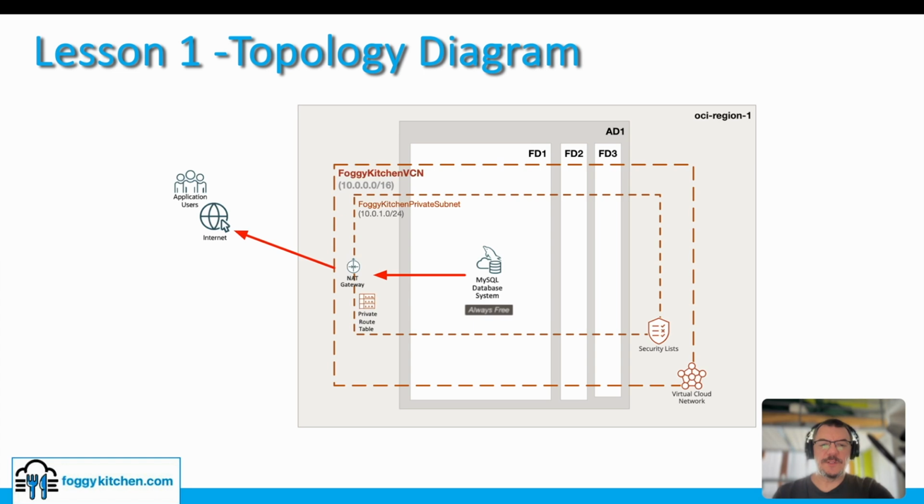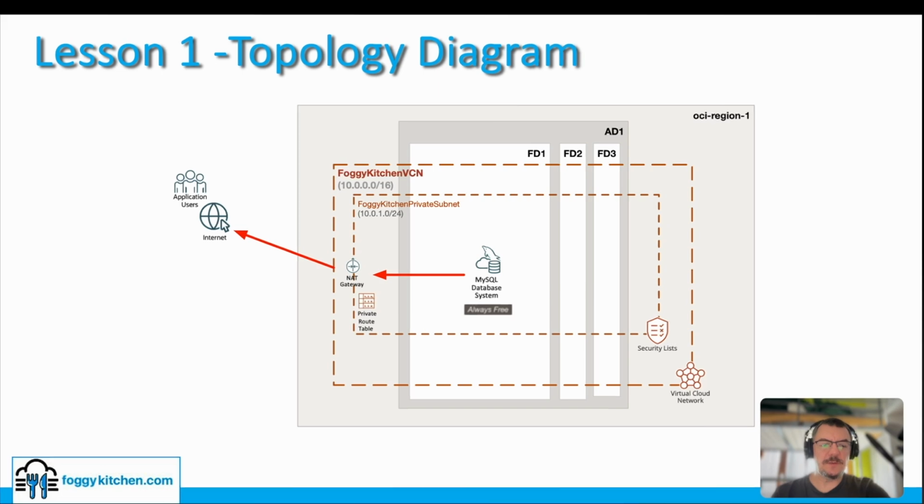Here is a topology diagram of lesson number 1. In this lesson, we will create the infrastructure in just one OCI region. In this region, we will create a VCN, and inside this VCN, we will create just one private subnet. In this subnet, we will then deploy our MySQL database system. Let's now move to code review.